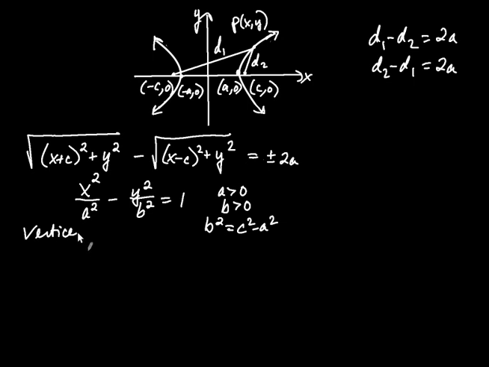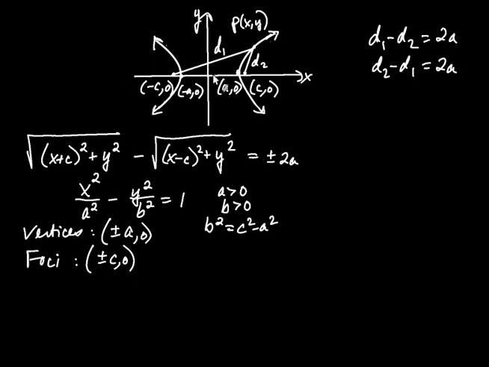Just like with the ellipse, the vertices are the points (±a, 0). Let me write that a little clearer for you: positive or negative a, comma, 0. And the foci are still like they were before. They're (±c, 0), as they were with the ellipse.